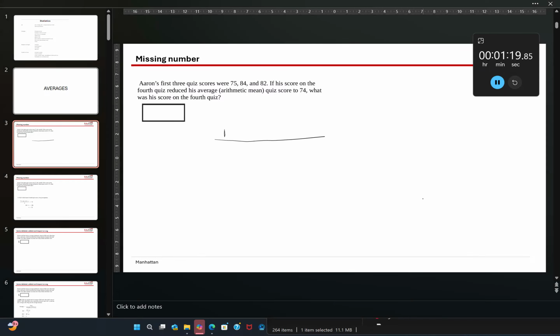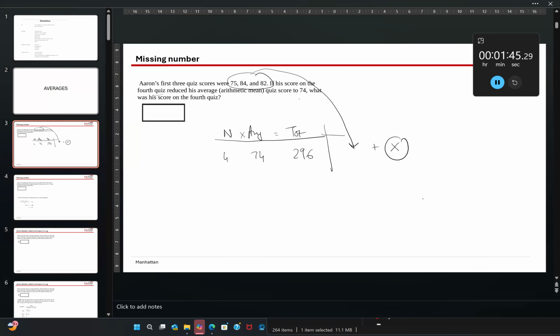So I always write it N. Can I say there are four quizzes now? Average is 74. So total is obviously this into this. So that's 296, correct? And we know this should be equal to the sum of these three plus X, which is the fourth quiz. So you can find X.